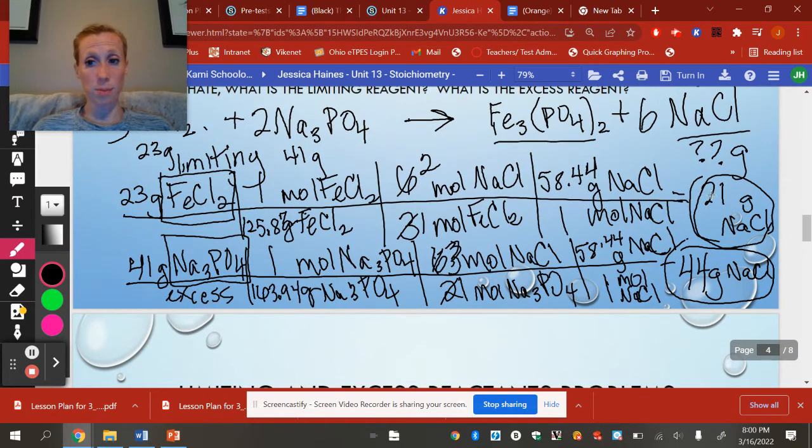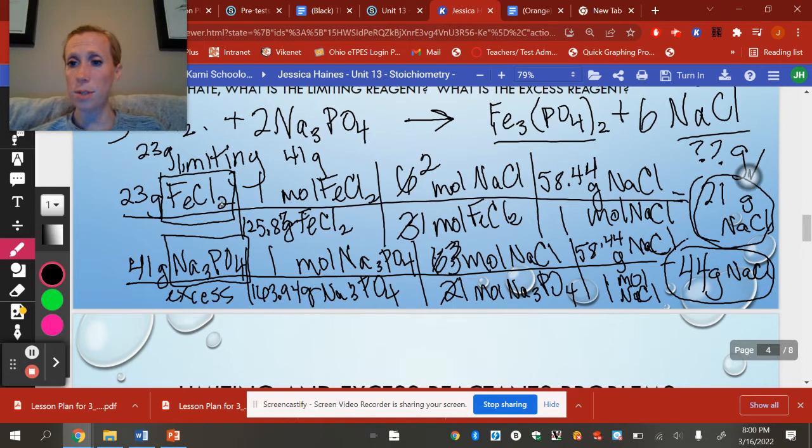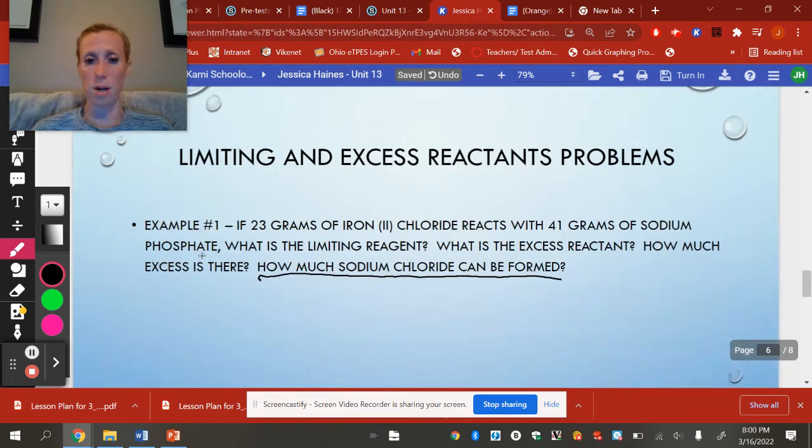So we have 21 grams of sodium chloride and 44 grams of sodium chloride. So which one is the right amount of sodium chloride that is formed? So think about what that question is asking. Think about what we talked about. Which thing in this equation dictates all of what happens in this reaction? Well, of course, that's our limiting reactant. So if I know that the FeCl2 runs out first, the maximum amount of sodium chloride that can ever be produced is 21 grams of sodium chloride.